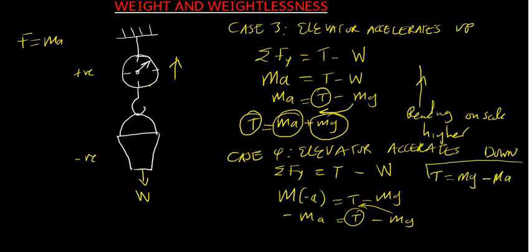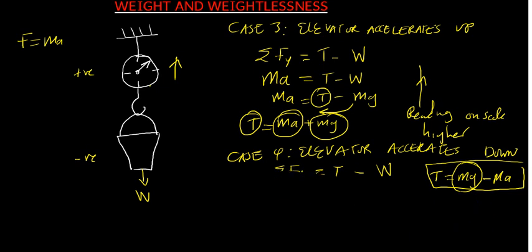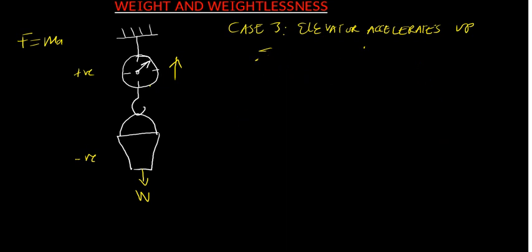So whenever the elevator is accelerating down, the reading on the scale is going to be less than actual. That is why we can see from the weight of the bucket together with the content, we are removing the force due to acceleration. So it will be less than the actual. Alright, that is our case 4. Let's look at the last case. What if something is dropping freely?